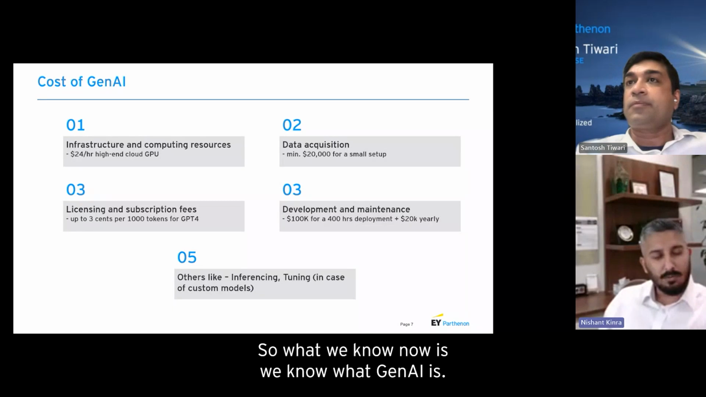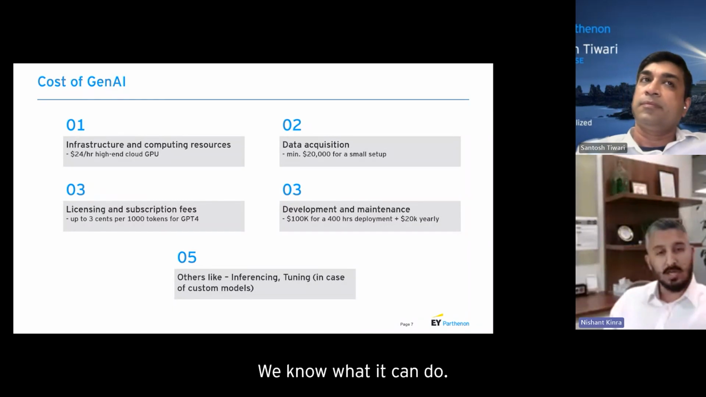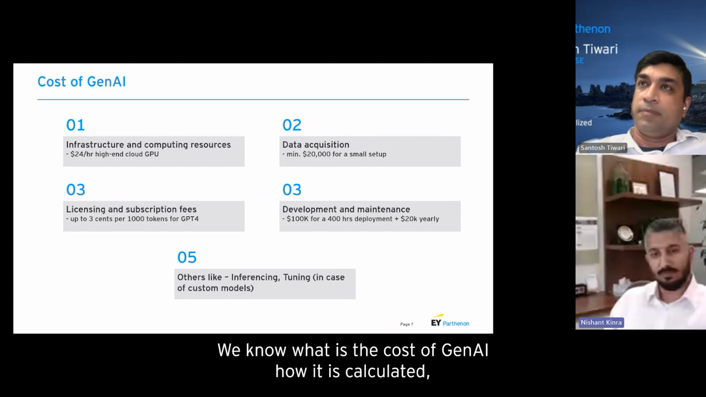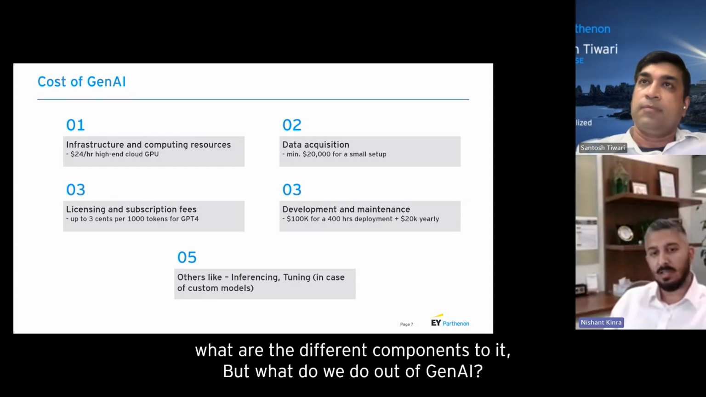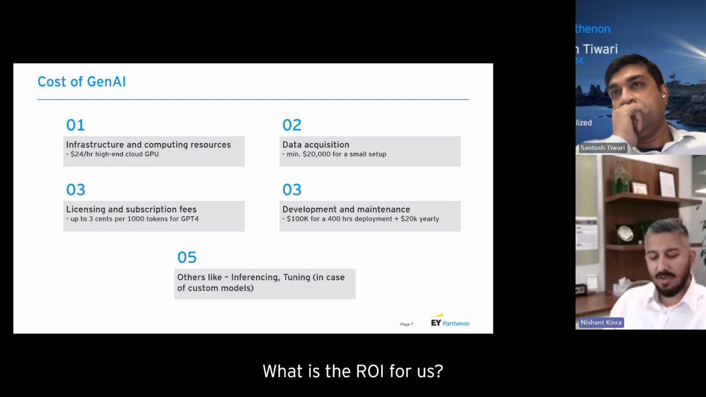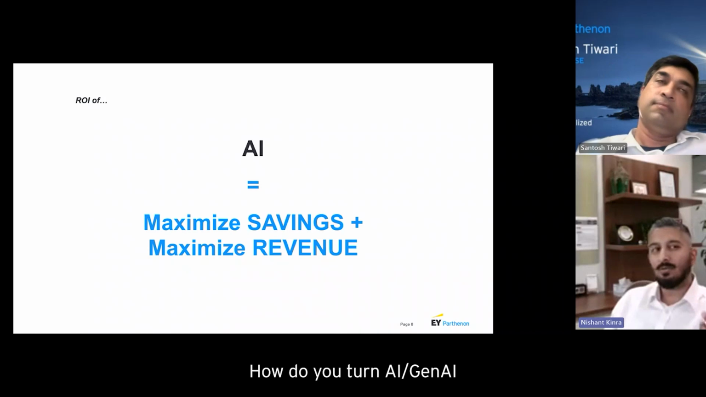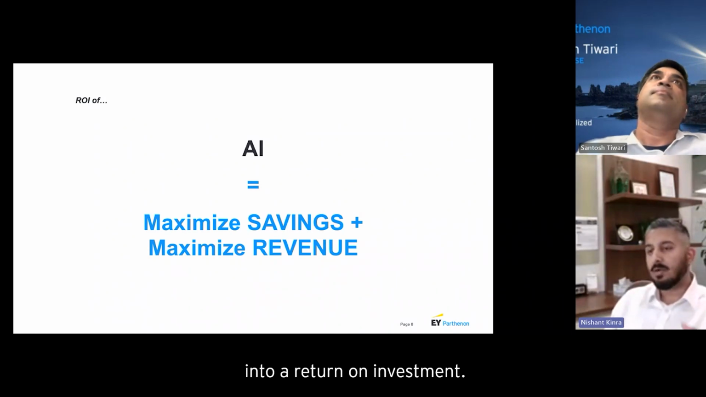Absolutely. So what we know now is we know what Gen AI is. We know what it can do. We know what the cost of Gen AI is, how it is calculated, what the different components to it are. But what do we do out of Gen AI? What is the ROI for us? Again, trying to keep it very simple: how do you turn AI/Gen AI into a return on investment?